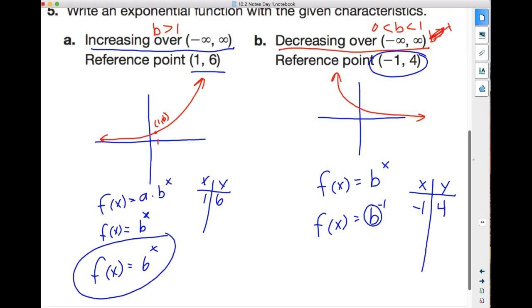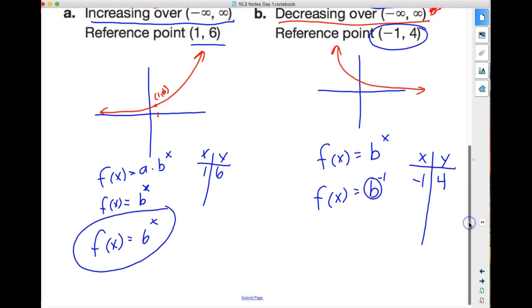And now I need to remember b has to be a fraction between 0 and 1. And remember what that negative exponent does when you plug it in. Okay? That negative exponent reciprocates. So let's think about f of x equals 1/4 to the power of x. If I put a negative 1 in here, is 1/4 to the power of negative 1 equal to 4? And it does, because that negative exponent makes me reciprocate it.